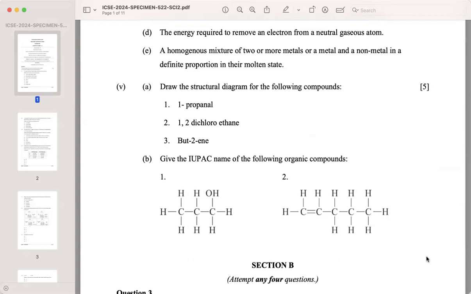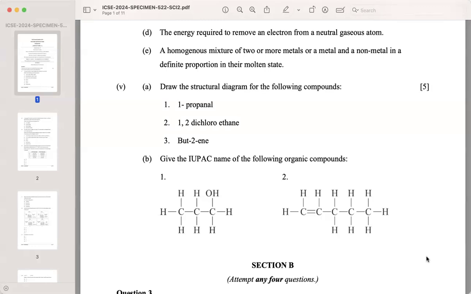Then second, 1,2 dichloroethane, it will have a carbon chain of 2 carbon atoms. And on both the carbon atoms, you will place chlorine and the rest of the bonds will be balanced by adding hydrogen atoms. Butene, it will have 4 carbon atoms and from the second carbon atom, you will draw a double bond and then you will balance the hydrogen atoms.